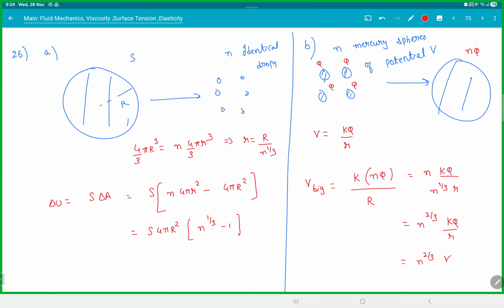So if you combine n drops of mercury of potential v, you have to conserve charge also, you have to conserve volume also. The charge on the big sphere won't be q anymore, it will be nq. And the radius becomes the same thing here. So R is equal to n power 1 by 3 into small r. Clear with this?